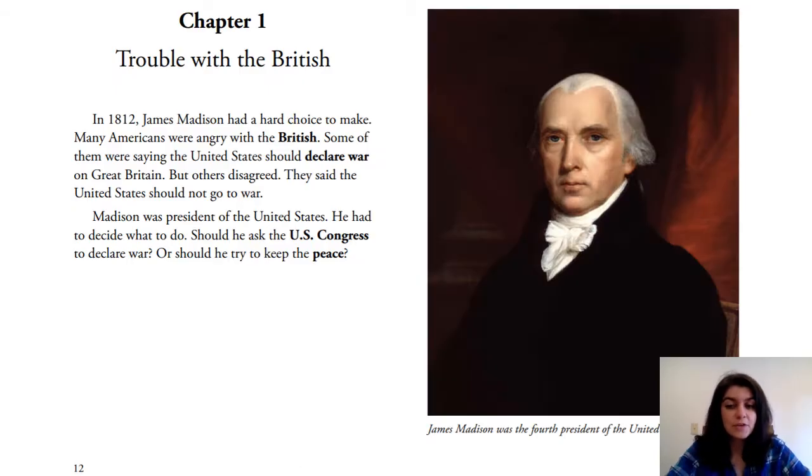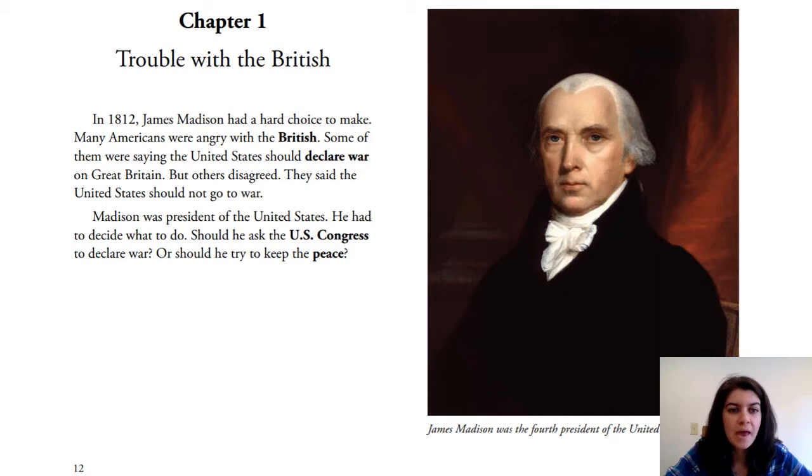This is the first page of our reader. You can find this in your ELA packet. It's going to be the page that has the picture of James Madison, and this is page 12 down at the bottom, just like my screen. The caption for this picture says that James Madison was the 4th president of the United States. We're going to listen to this page to see what did Madison have to do. Let's get started, pointing to in 1812.